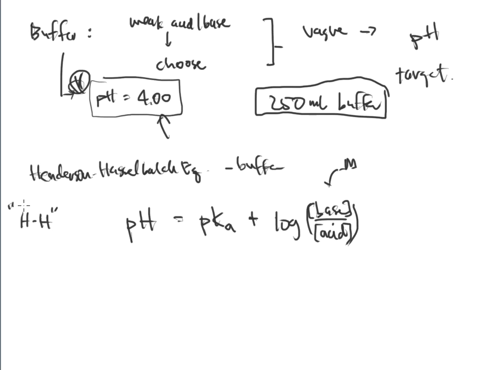So the pH here of this solution that we want to make is a 4. So 4 is equal to the pKa of the weak acid that I've chosen. Remember, that was 4.76. We said that we were going to choose the acetic acid, and acetic acid had a pKa of 4.76. It's plus or minus 1 of the target pH that we want to make. Okay, so plus log of the concentration of the base over the concentration of the acid.